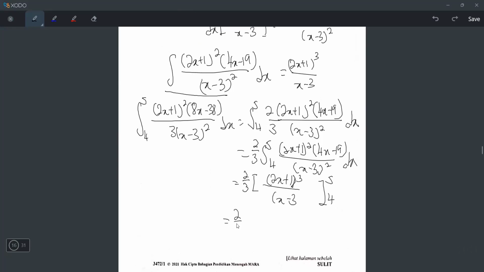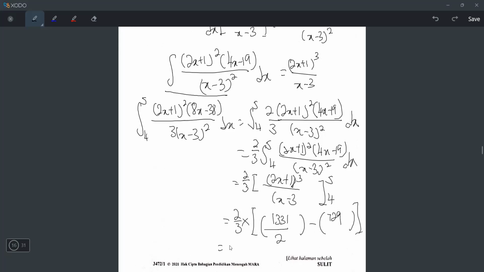So it will be 2 over 3 times a bracket minus a bracket. This small bracket is for you to substitute 5, and the other one is to substitute 4, with minus in the middle. Substitute 5 first: 5 times 2 is 10, 10 plus 1 is 11. 11 to the power 3 is 1331, over 5 minus 3 is 2. Then substitute 4: 4 times 2 is 8, 8 plus 1 is 9. 9 to the power 3 is 729, over 4 minus 3 is 1. Over 1, you don't need to write.